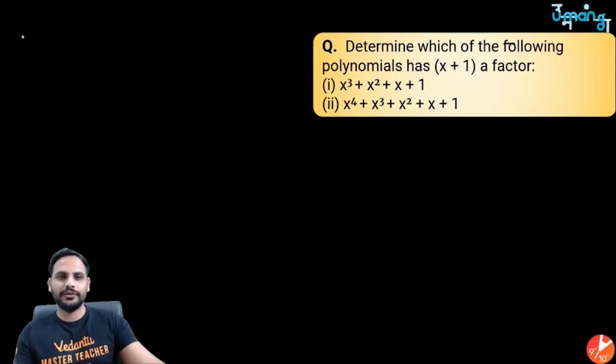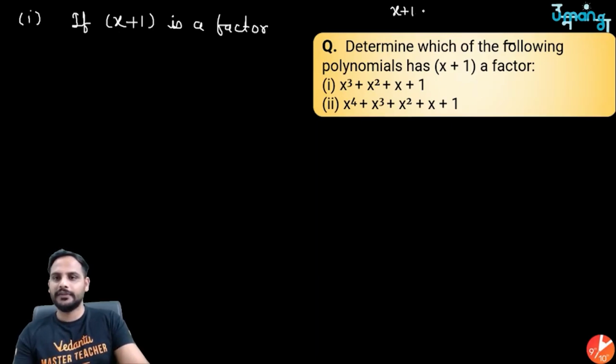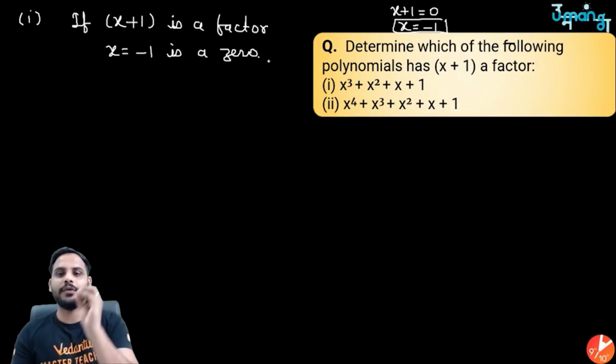What we are going to do is use the factor theorem. If x plus 1 is a factor, what will be the 0? I have told you, make it equal to 0. So x plus 1 equal to 0, shift 1 over there, x is equal to minus 1. If x plus 1 is a factor, x equal to minus 1 is a 0 of this polynomial. And we can easily check whether x equal to minus 1 is a 0 of this polynomial or not. How? Simple.